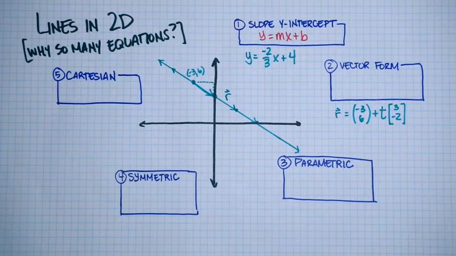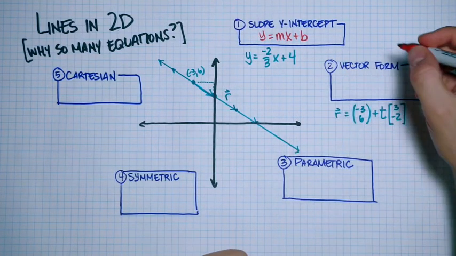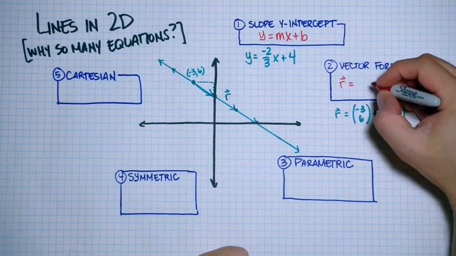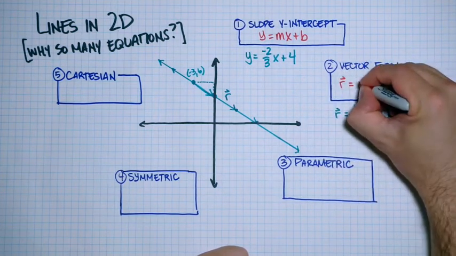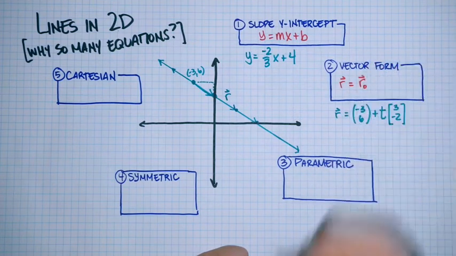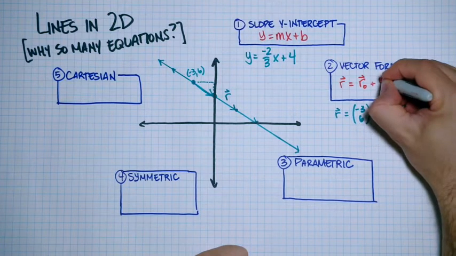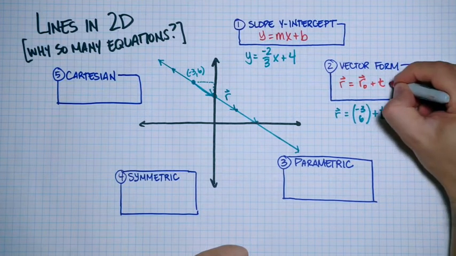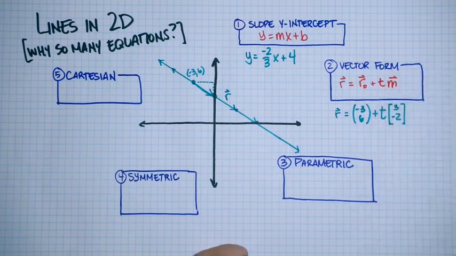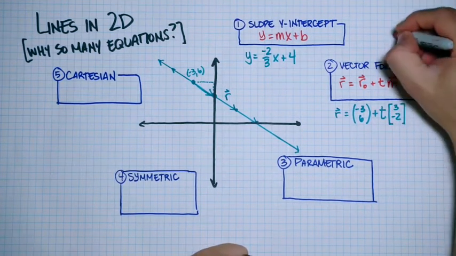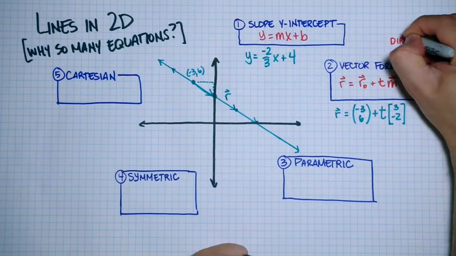And in general, the way we write this is r equals, we call our initial point or our starting point r naught, or r0. That just means our initial point, plus t, which is our variable, times our direction vector. Notice how I've called the direction vector m. This is our direction vector.